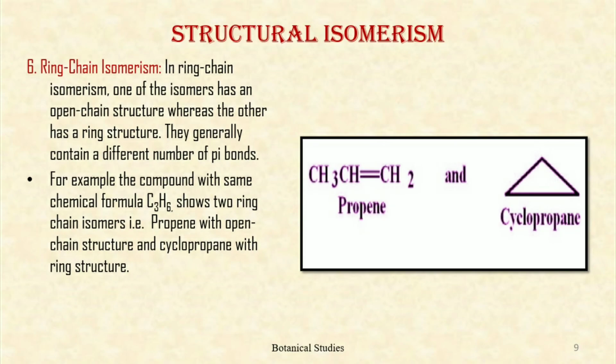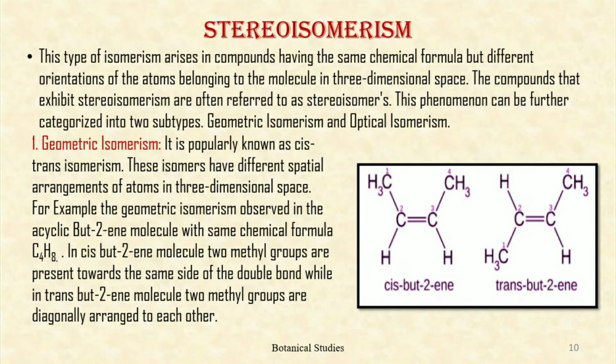Ring-chain isomerism. In ring-chain isomerism, one of the isomers has an open chain structure whereas the other has a ring structure. They generally contain a different number of pi bonds. For example, the compound with chemical formula C3H6 shows two ring-chain isomers, that is propene with an open chain structure and cyclopropane with a ring structure.